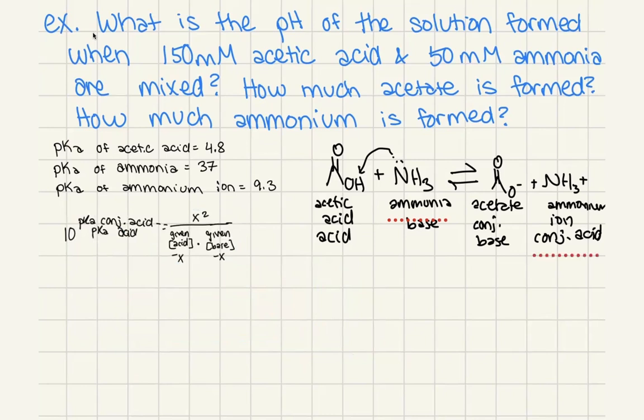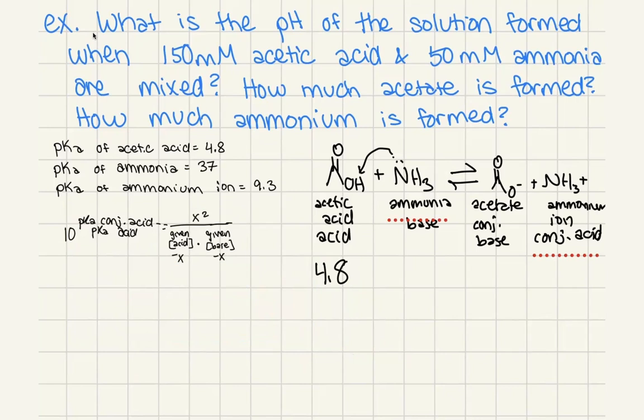We're also going to need the pKa's of the conjugate acid and the acid. Okay, so the pKa of the acid. We're going to want the pKa of the acetic acid, which we had before and we have again, which is going to be 4.8. Now, we're given two other pKa's. We're given the pKa of ammonia, and we're given the pKa of ammonium ion.